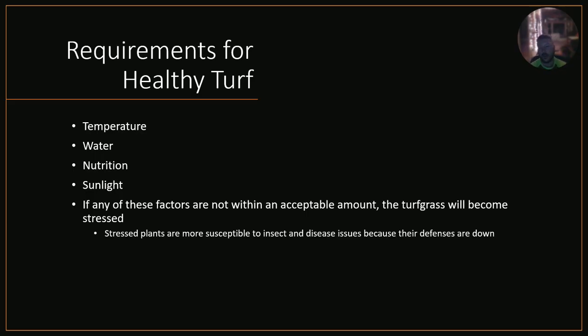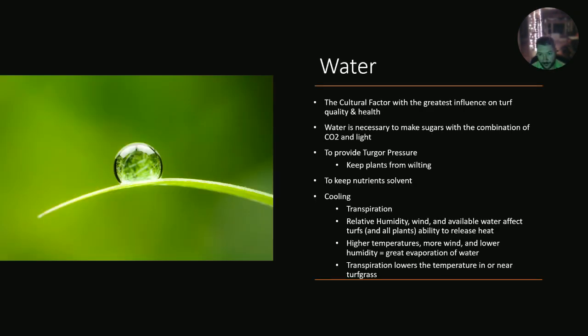Okay, so these are the baseline necessities for healthy turf. We need adequate temperature, adequate water, adequate nutrition, and sunlight. If any of these factors are not within an acceptable amount, the turf grass will become stressed. Stressed plants are more susceptible to insect and disease issues because their defenses are down. Pretty straightforward and simple, right?